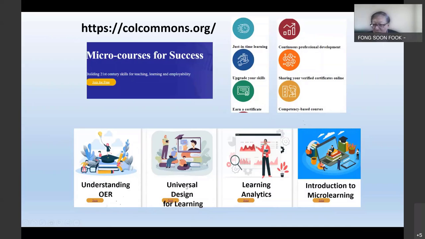Universal Design for Learning, how to make your course inclusive. So your teacher trainees, next time you can tell them, hey, go through this course, a short course only. Then at least they understand the principles of UDL. And then next time you ask them to apply UDL into whatever assignment you ask them to prepare. So these are free. Commonwealth of Learning is behind this, and when you finish, they give you a certificate also.